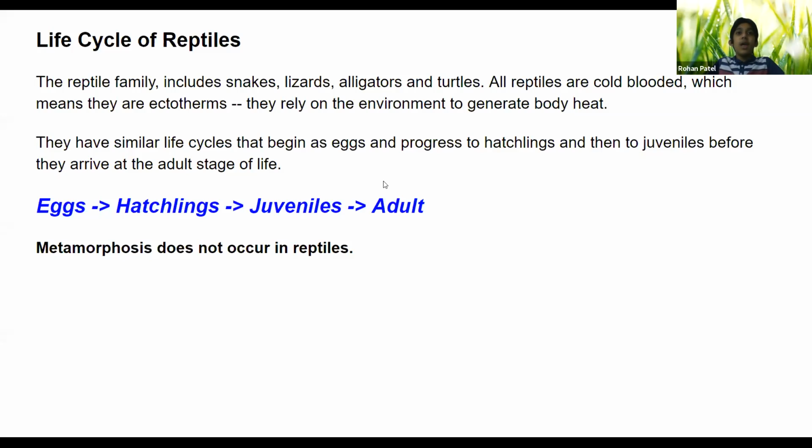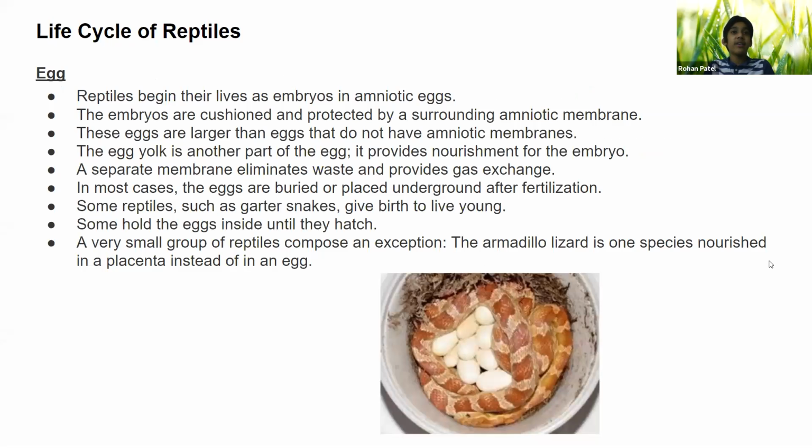So they have similar life cycles that begin as an egg and then go to a hatchling, then to juveniles, and then an adult. Metamorphosis does not occur in reptiles. First, our eggs. Reptiles begin their lives as embryos in amniotic eggs. The embryos are cushioned and protected by the surrounding membrane. These eggs are larger than eggs that do not have amniotic membranes.